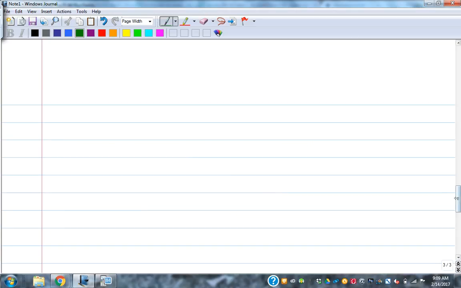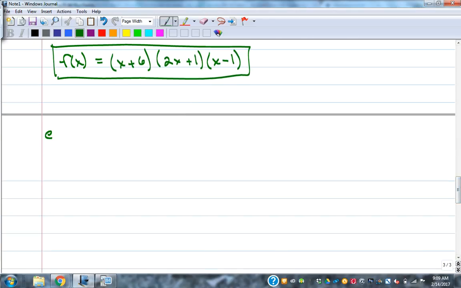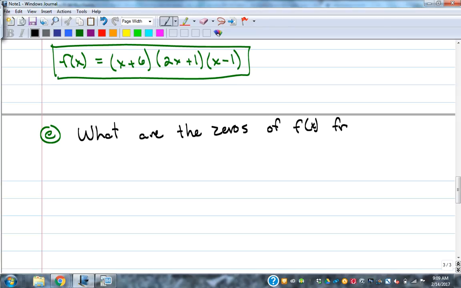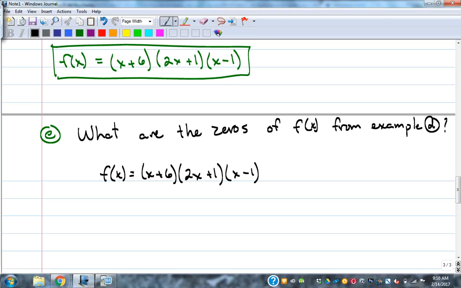Okay, so kind of an extension of that. Example E: what are the zeros of f of x from example D? Well, we know f of x is in this factored form now, x plus 6, 2x plus 1, x minus 1. What do we do with each factor to find the zeros? Yeah, set them equal to 0.